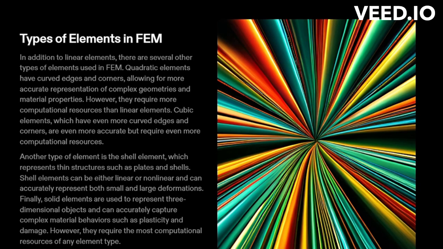In addition to linear elements, there are several types of elements used in FEM. Quadratic elements have curved edges, allowing representation of complex geometries and material properties. However, they require more computational resources than linear elements. Cubic elements, which have even more curved edges and corners, are even more accurate but require even more computational resources. Another type of element is the shell element, which represents thin structures such as plates and shells. Shell elements can be either linear or non-linear and can accurately represent both small and large deformations. Finally, solid elements are used to represent three-dimensional objects and can accurately capture complex material behavior such as plasticity and damage. However, they require the most computational resources of any element type.